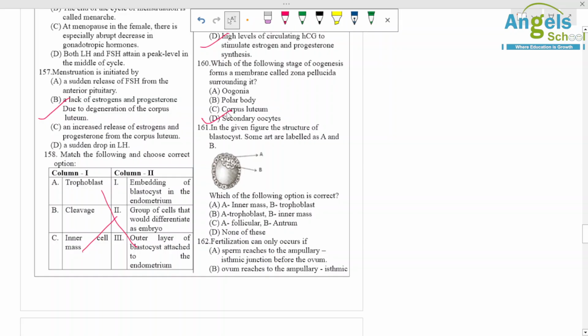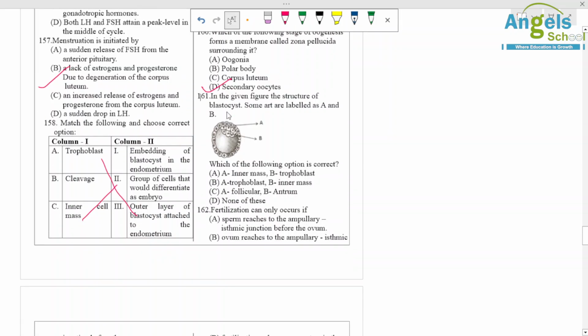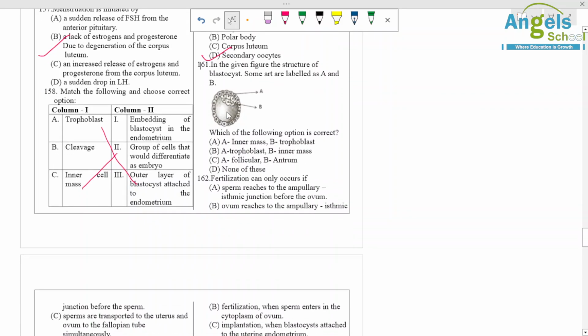Okay, 161. In the given figure, you have to label A and B. So A is trophoblast and B is inner cell mass. ICM is inner cell mass. Okay, so option number B is correct. Trophoblast and inner cell mass.